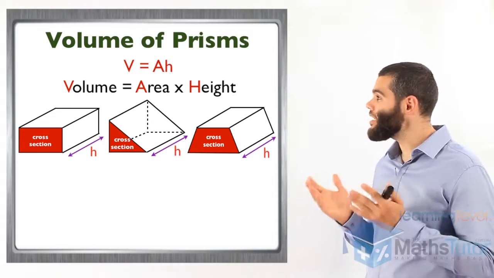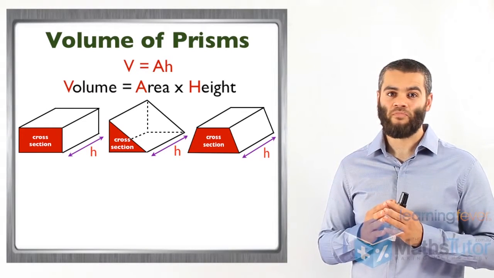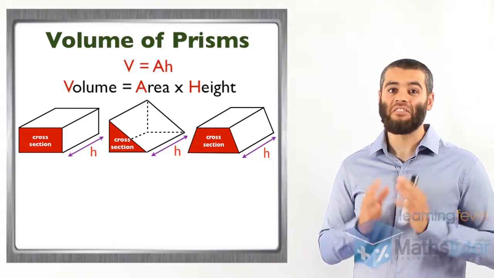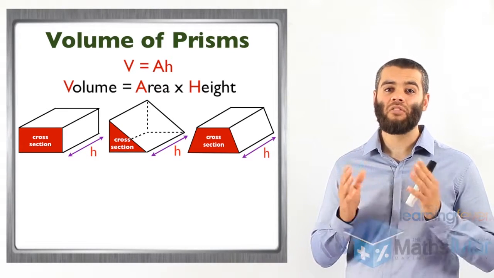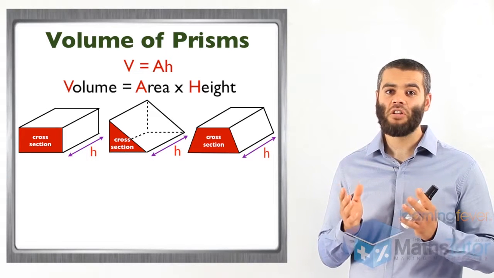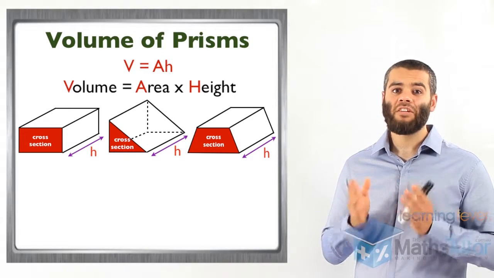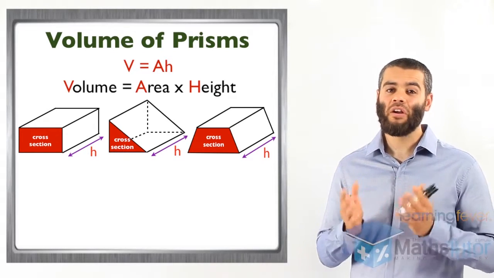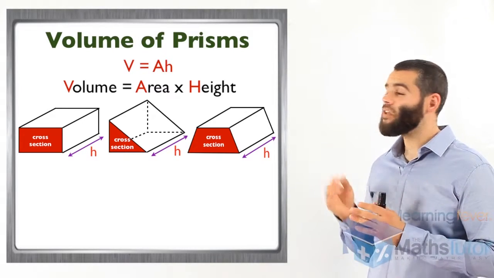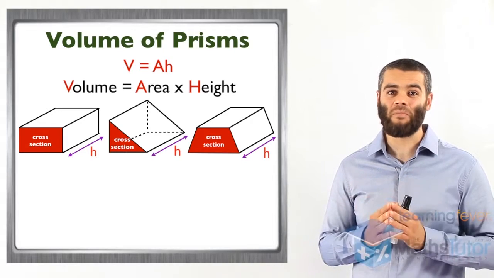If it is a triangular prism, we are going to work out the area of that triangle, that cross section, that face. If it is a rectangular prism, we're going to be working out the area of the rectangle, which is that front face. If it is a trapezoidal prism, we're going to find the area of the trapezium, that is the cross section in that prism.